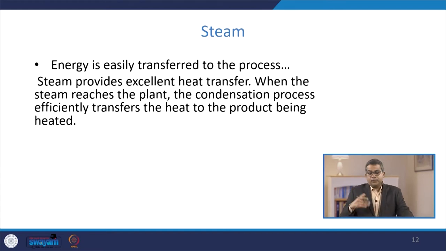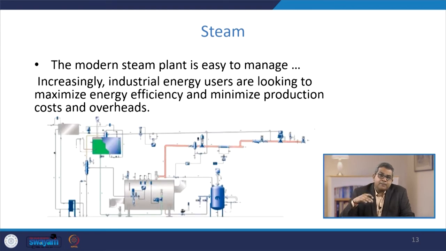Now, this energy, whatever you created by the formation of steam, you can easily transfer to any process. So, steam provides excellent heat transfer. When the steam reaches the plant, the condensation process efficiently transfers the heat to the product being heated. Now, the question arises: what are the integral parts of any steam plant? Because steam generation is not an easy task with respect to the theoretical approach. We need a purified form of water, or the purest form of water. When we are preparing this pure water, again the economic aspect is involved.